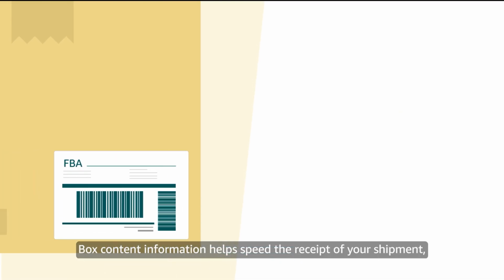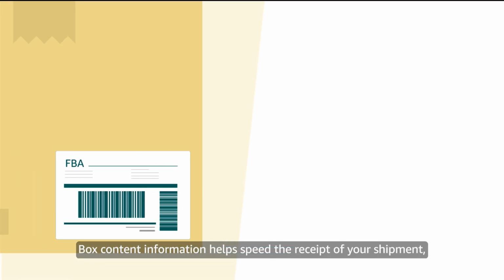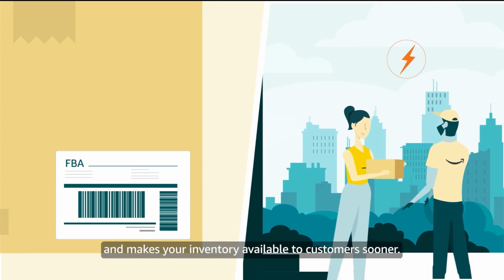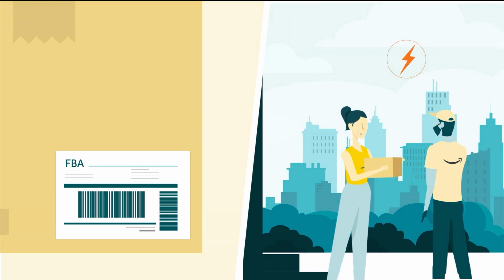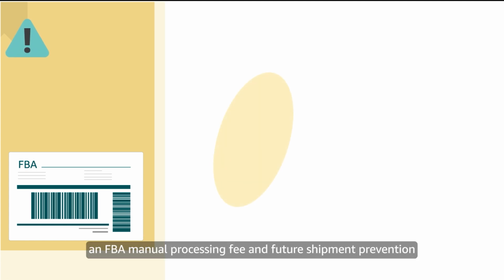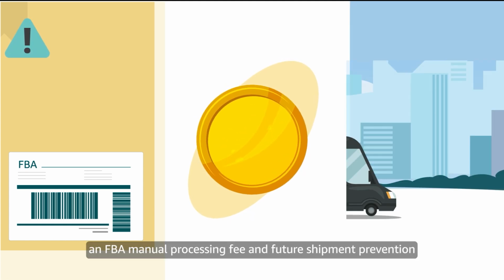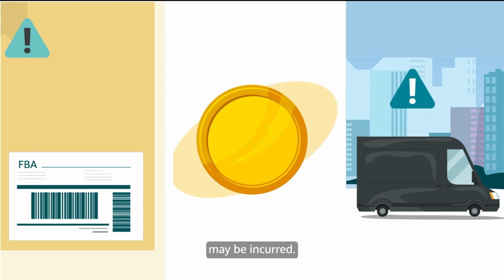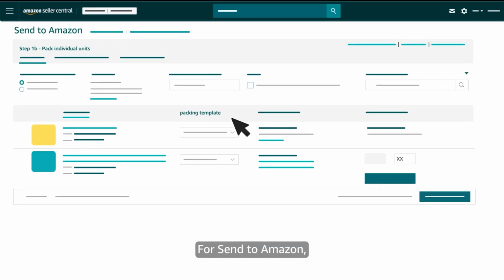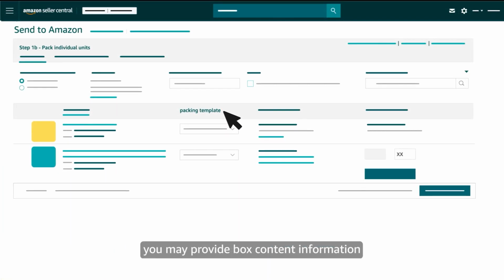Box content information helps speed the receipt of your shipment and makes your inventory available to customers sooner. Without the proper box content information, an FBA manual processing fee and future shipment prevention may be incurred. For Send to Amazon, you may provide box content information by creating a packing template.